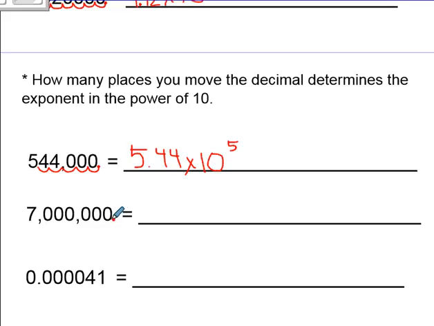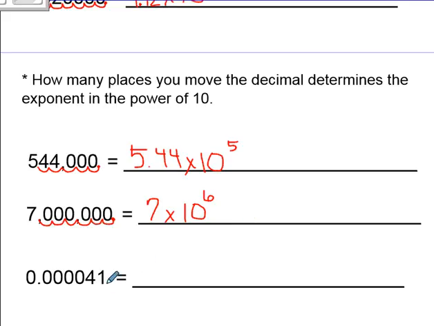My decimal's right here at the end. So I'm going to go ahead and count to find my exponent. 1, 2, 3, 4, 5, 6. So I will have 7. It's just 7. I don't have to write 0.0. Times 10 to the 6th power.